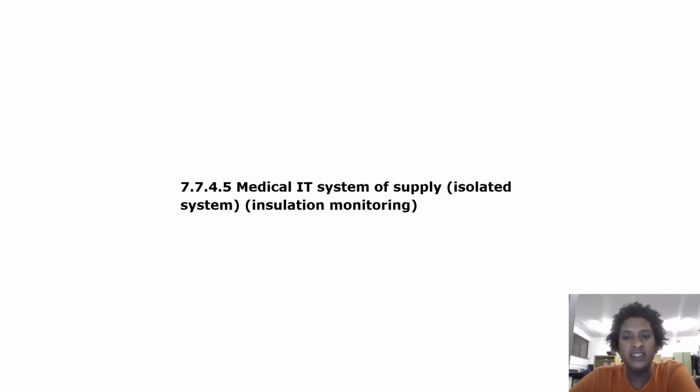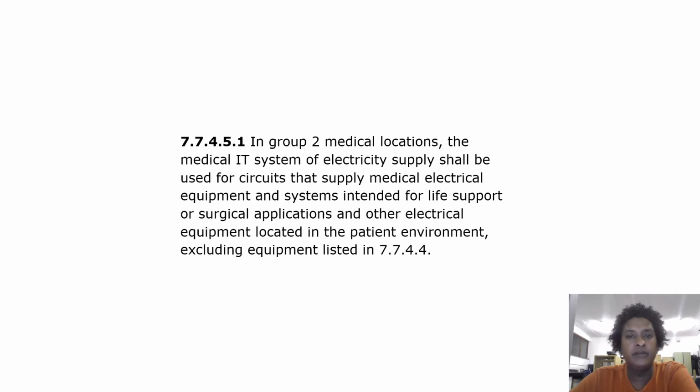Medical IT systems of supply, isolated systems, insulation monitoring. In Group 2 medical locations, the medical IT system of electricity supply shall be used for circuits that supply medical electrical equipment and systems intended for life support or surgical applications and other electrical equipment located in the patient environment, excluding equipment listed in 7.7.4.4.